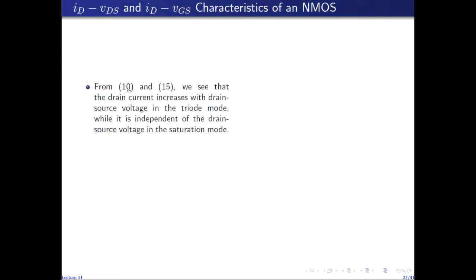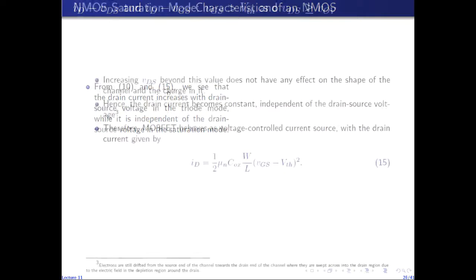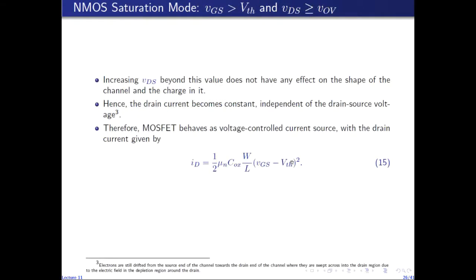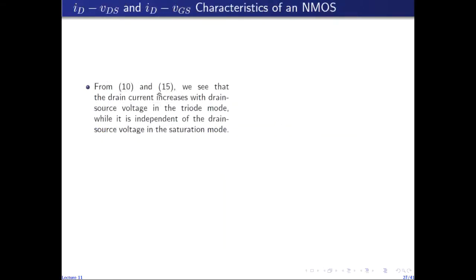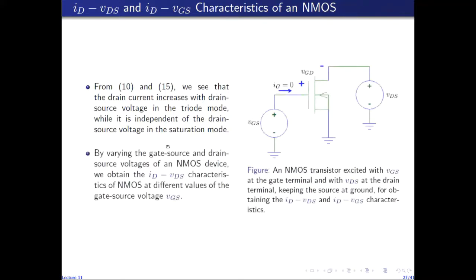From the expression of the drain current in the triode mode given in equation 10 and the expression of the drain current in the saturation mode, which is by the way also called the saturation current, given in 15, we see that the drain current increases with the drain to source voltage in the triode mode, and it becomes independent of the drain to source voltage in the saturation mode. So these two equations can be used to draw the ID-VDS and ID-VGS characteristics of the device.